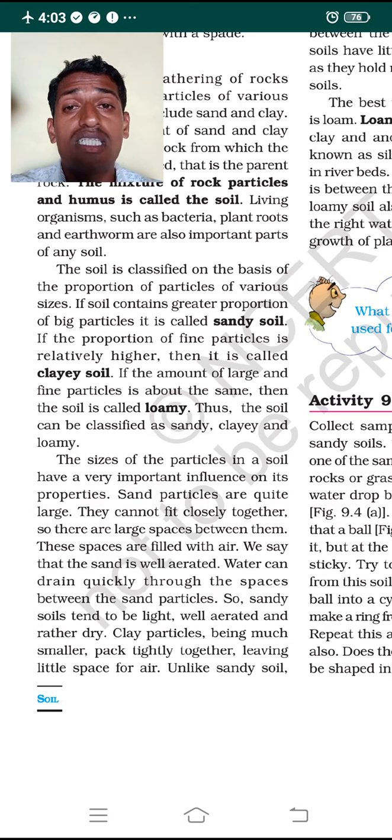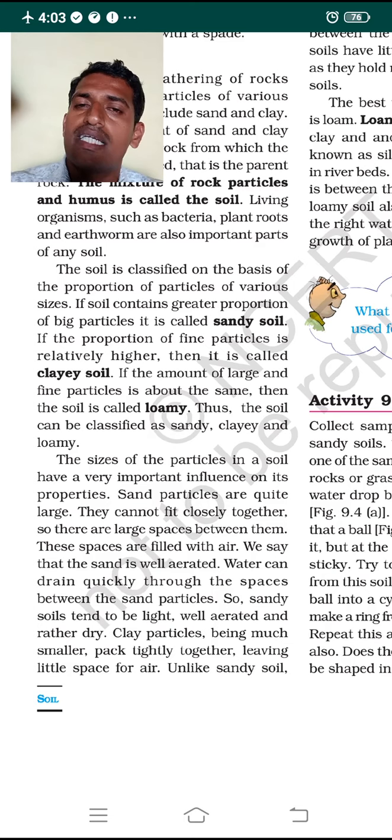Hence there are large spaces in between them. That's why we can say that sandy soil is well aerated, because a large amount of air space is present between the particles of the sand. So we say that sandy soil is well aerated. Sandy soil is usually light and well aerated, and rather dry.